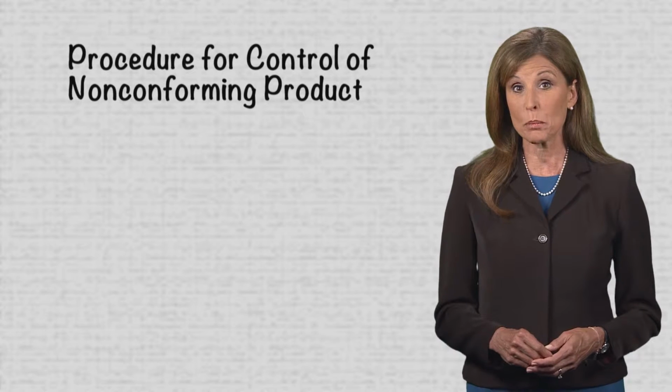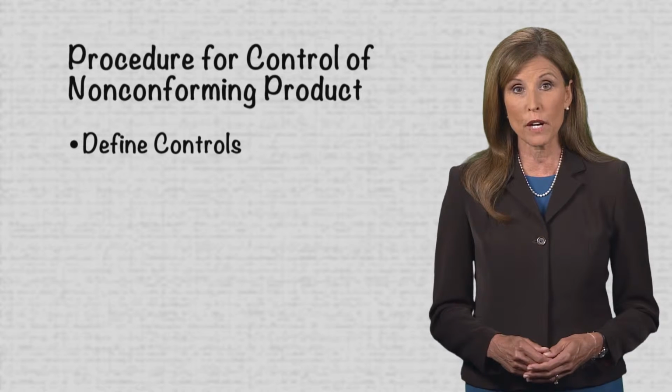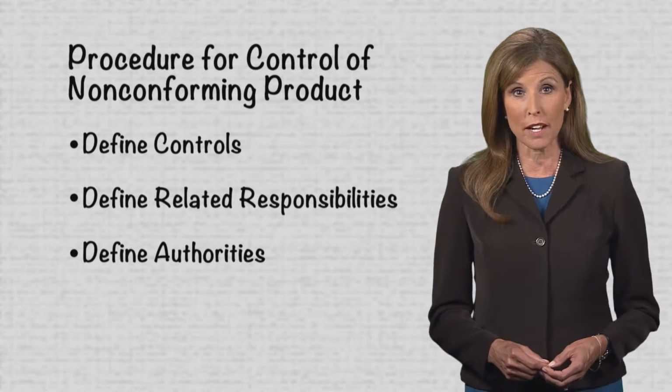According to the ISO 9001 standard, an organization must ensure that products that do not meet product customer requirements are identified and controlled to prevent unintended use or delivery. An organization's documented procedure for control of non-conforming product must include a procedure to define controls and related responsibilities and authorities for dealing with non-conforming products. In addition, control of non-conforming product requires that the organization take one or more of the following actions.